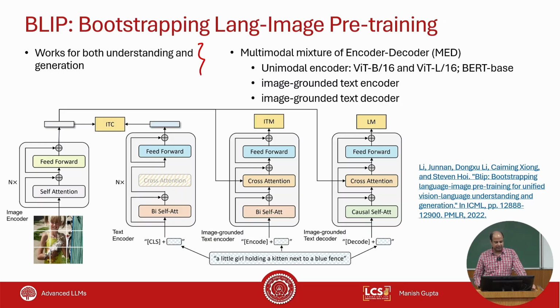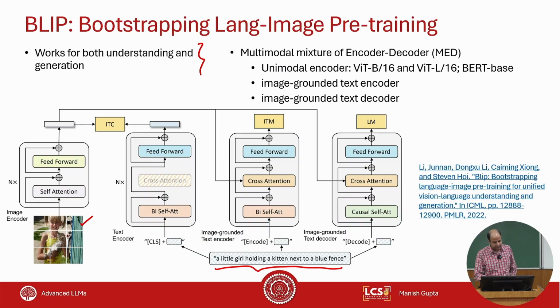Their model architecture is pretty elaborate, as you can see, but it's pretty simple to understand in some ways. They also use image captioning data to pre-train their model. As you can see, there are literally 4 towers in their model. The input could be the image, and the caption is: a little girl holding a kitten next to a blue fence. You want to pre-train the model based on these kinds of data samples.